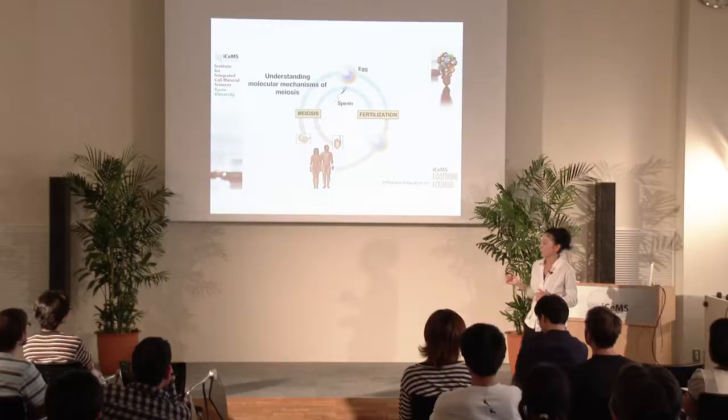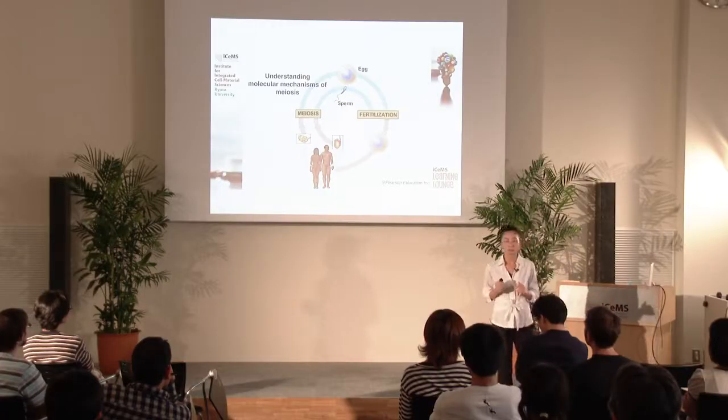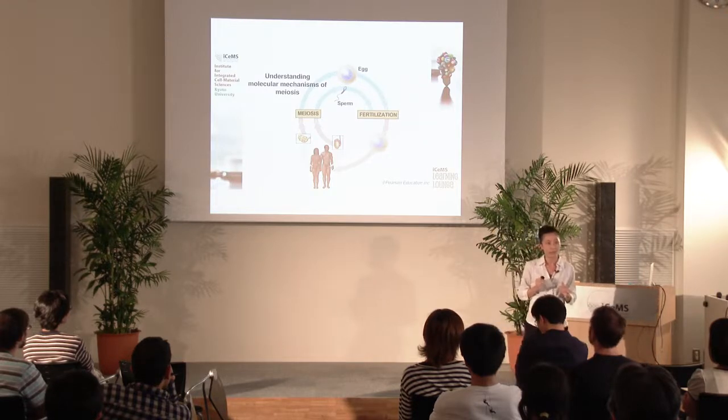This kind of infertility problem is estimated to affect 10 to 15% of couples in society, so it's quite a common issue. So understanding the molecular mechanisms of meiosis is very important to understand infertility issues.